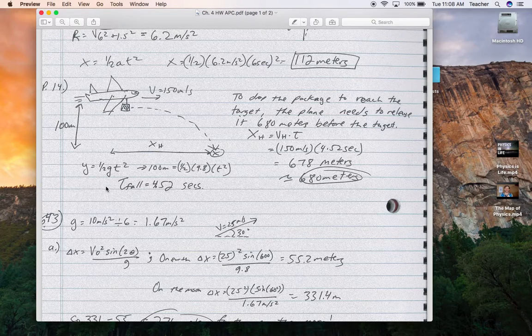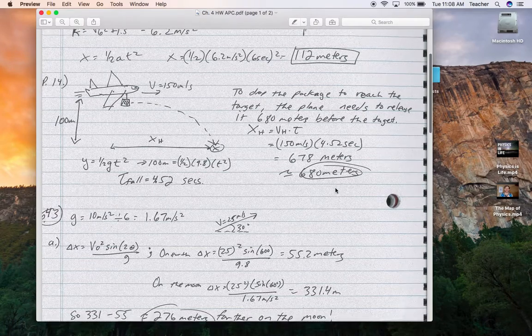So the time for the package to fall would be about 4.5 seconds using this formula. And then this is a horizontal formula because velocity doesn't change there. Again, we're ridiculously ignoring air resistance for now. And so that comes out to about 680 meters.